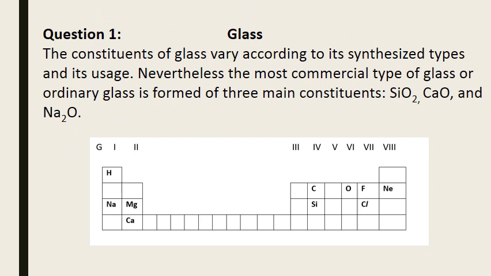We will now do the questions in the exam review. The first question states that the constituents of glass vary according to its synthesized types and its usages. Nevertheless, the most commercial type of glass, or ordinary glass, is formed of 3 main constituents: silicon oxide, calcium oxide, and sodium oxide.